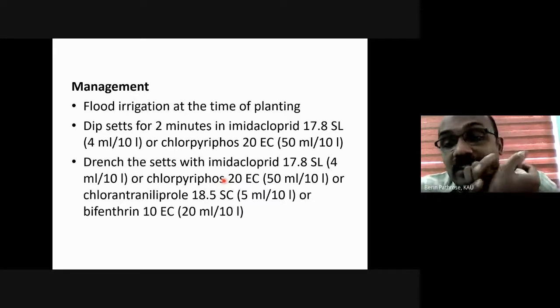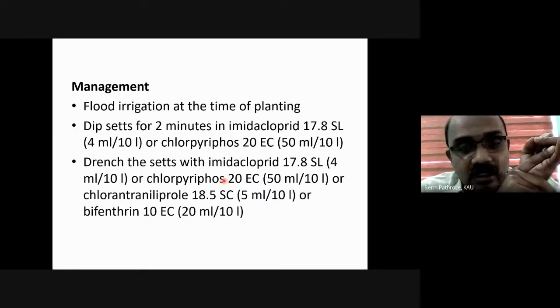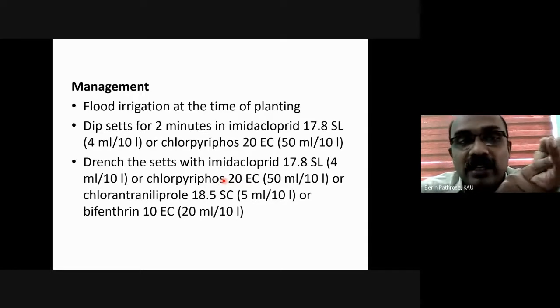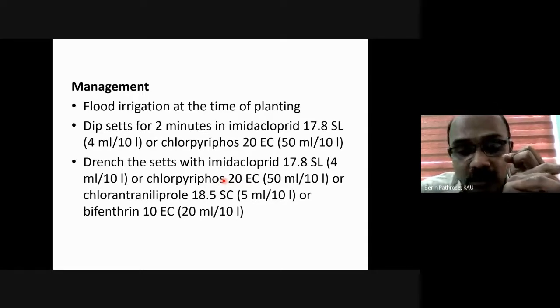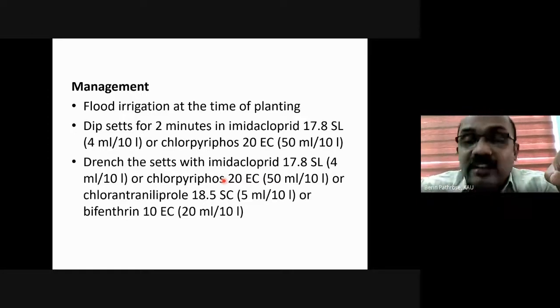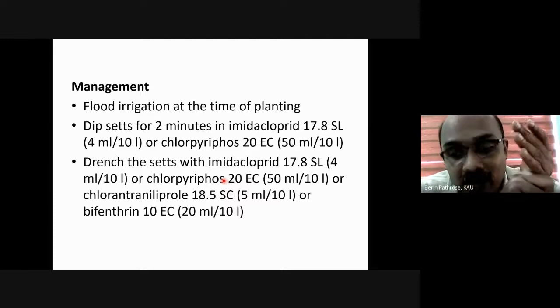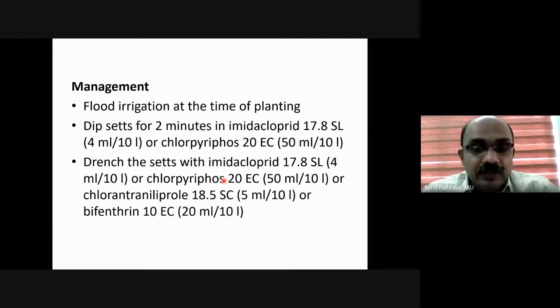So flood the field before planting so that it will reduce termite infestation immediately after planting. We can go for set treatment with imidacloprid or chlorpyrifos, or once you have planted, drench the sets with imidacloprid, chlorpyrifos, chlorantraniliprole or bifenthrin. Okay.